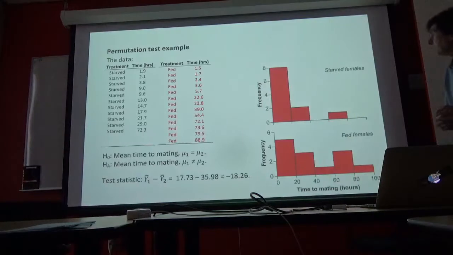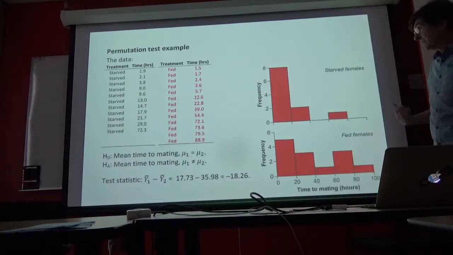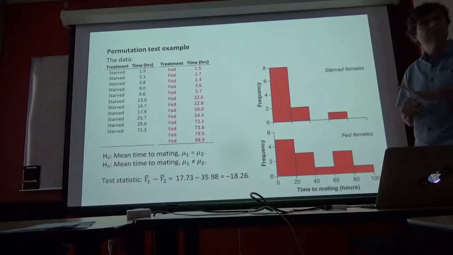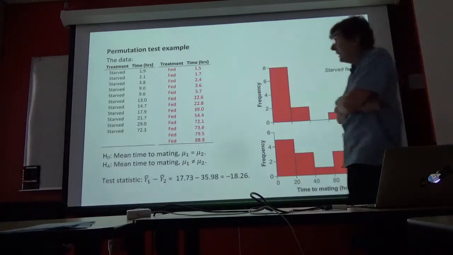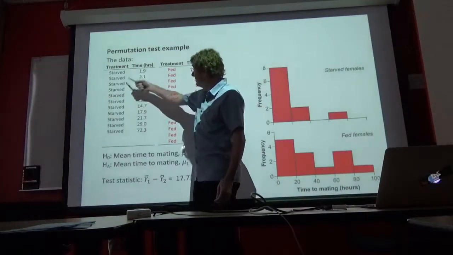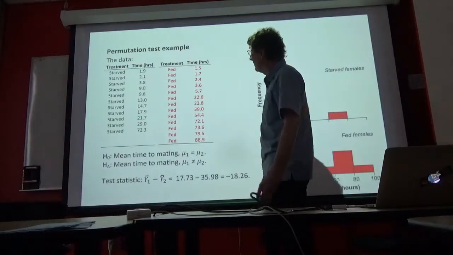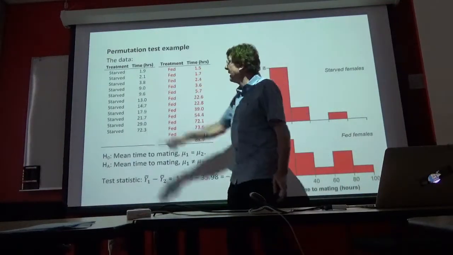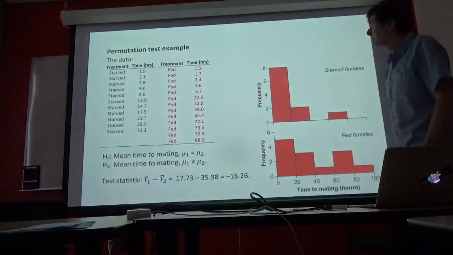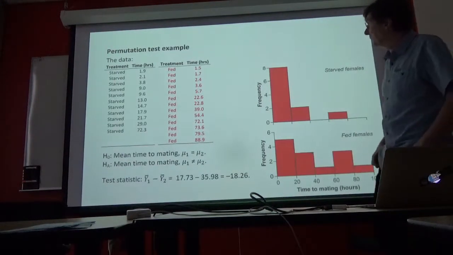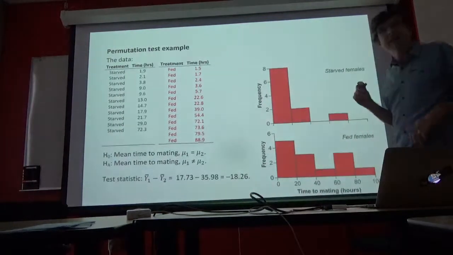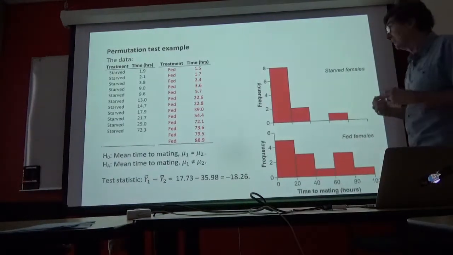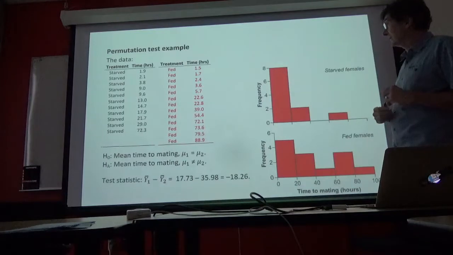I'm using this data set to illustrate how a permutation test actually works. So here are the actual data. The females in the two groups, the two treatments, were starved and fed, and then the time in hours is shown. I put the data from the two treatments in red just to show you what a permutation actually looks like, so that's the color coding.